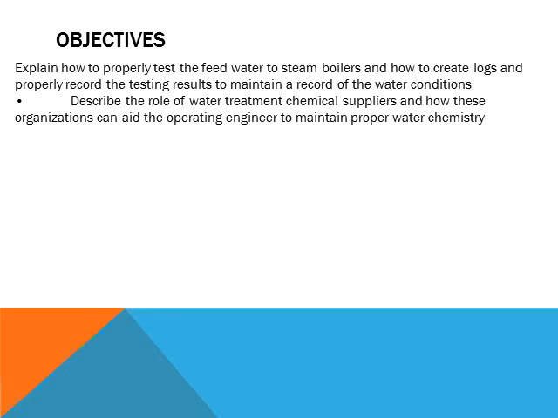The student will explain how to properly test the feed water to the steam boilers and how to create logs and properly record the testing results to maintain a record of the water conditions. The student will describe the role of water treatment chemical suppliers and how these organizations can aid the operating engineer to maintain proper water chemistry.